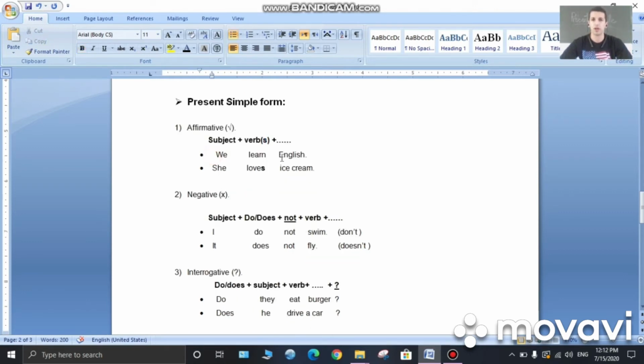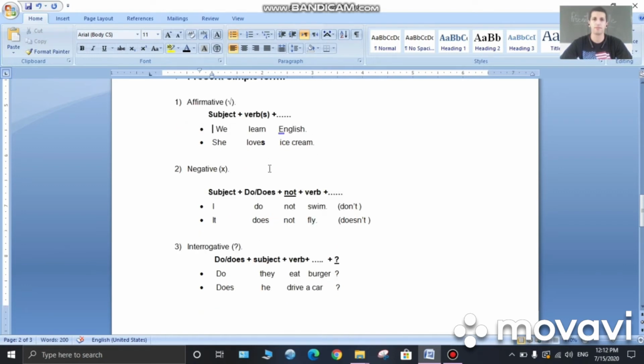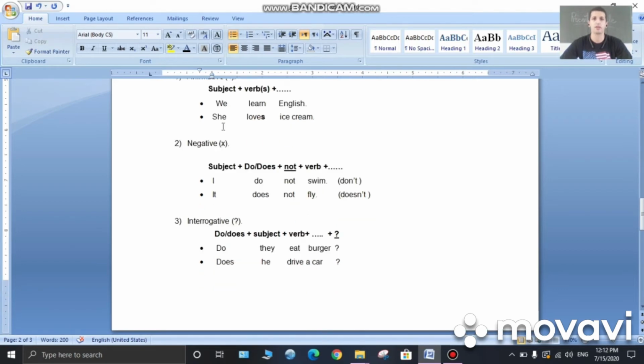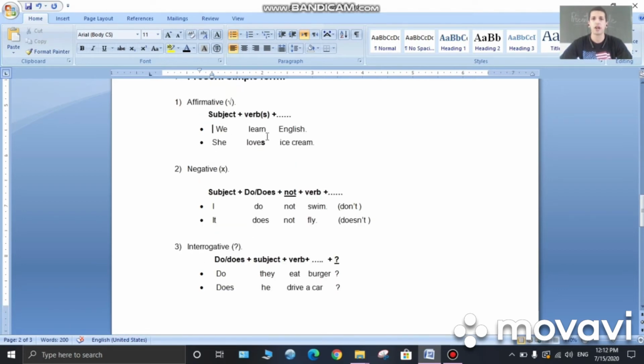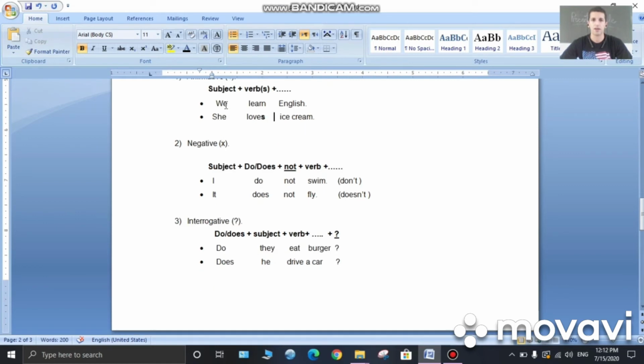Examples. We learn English. We is the subject, learn is a verb, English is the complement. Next we have she, and notice she is a third singular pronoun. She loves, we add s because we have she, and this is affirmative form. She loves ice cream. So these couple of examples, we use them with affirmative.